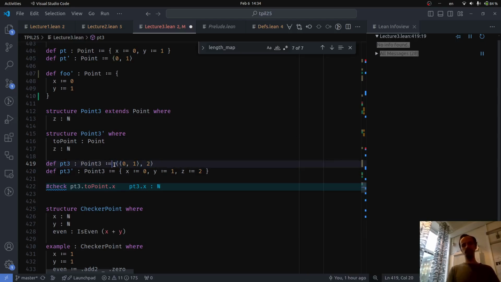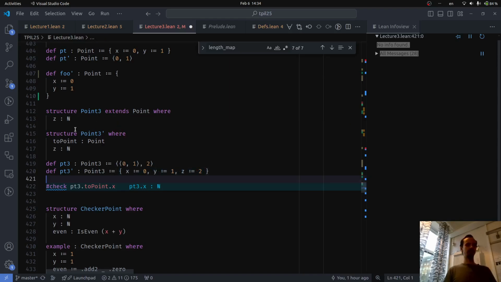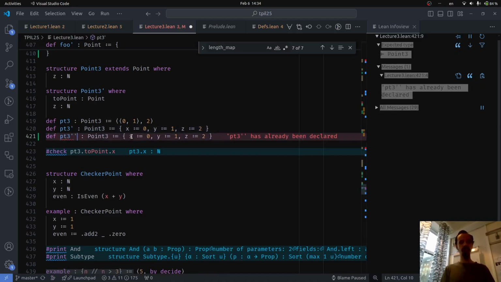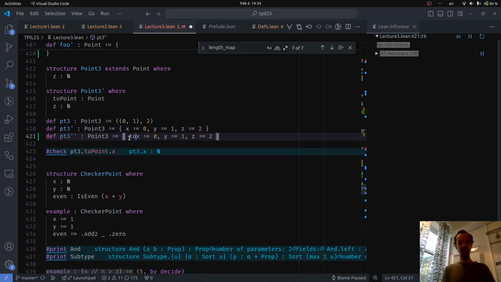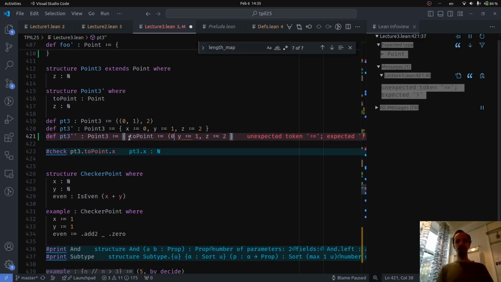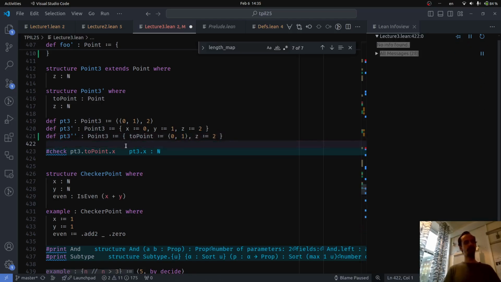I don't really recommend that you write like this, though. This is much clearer, and it also erases the details of how this thing is encoded. You can just specify x and y and z, and these are the pieces. But you could also specify toPoint, because toPoint is actually the name of one of the fields. So if you do something like this, for instance, that would work.